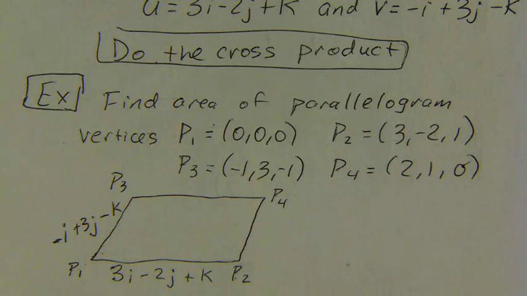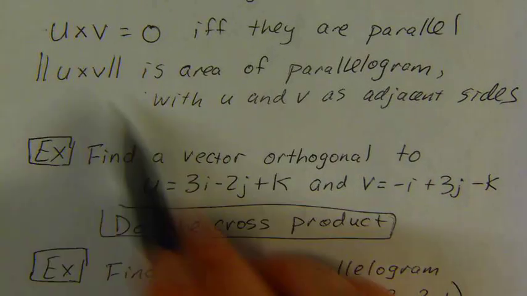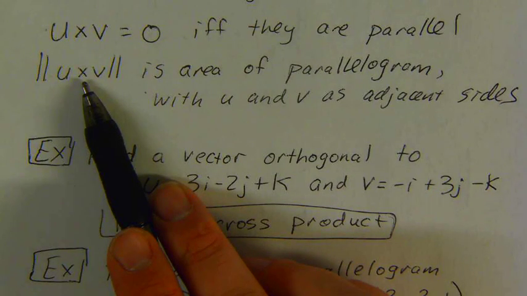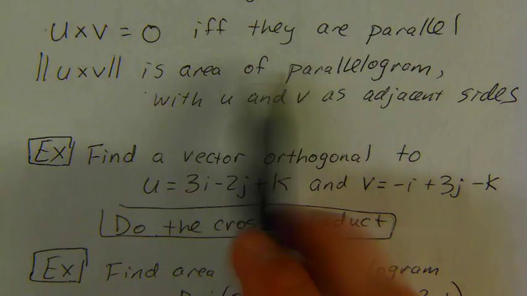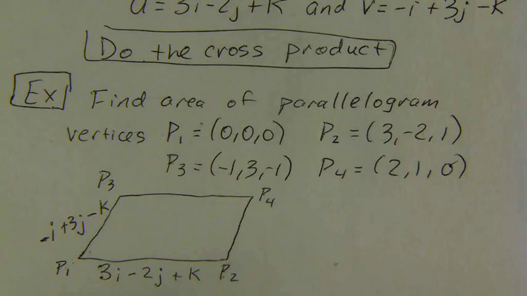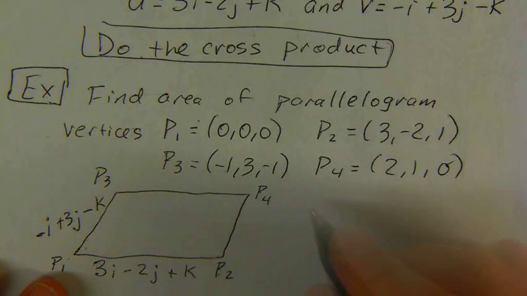I could go ahead and fill in the other sides as well, but really you only need 2 of them. Because it says above, to find the area of a parallelogram, we do the magnitude of the cross product of u and v, where u and v are adjacent sides. Okay? That means sides next to each other. So I've got 2 sides adjacent right here. So if I do the cross product of those 2 vectors that I just wrote and take the magnitude of that, it will be the area of this parallelogram. So let's go ahead and do that.